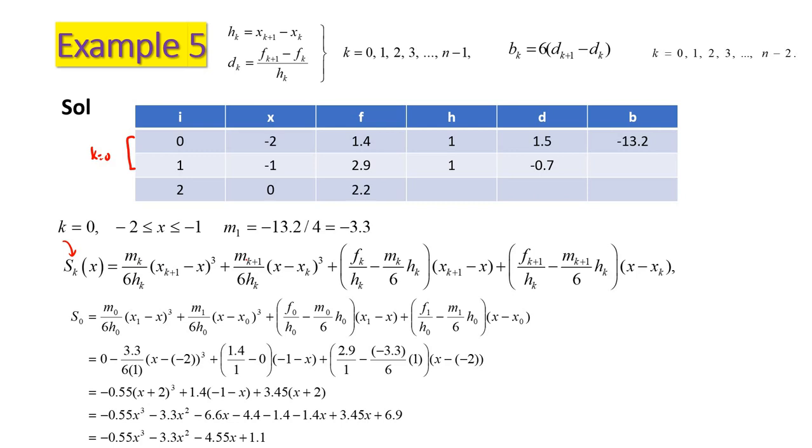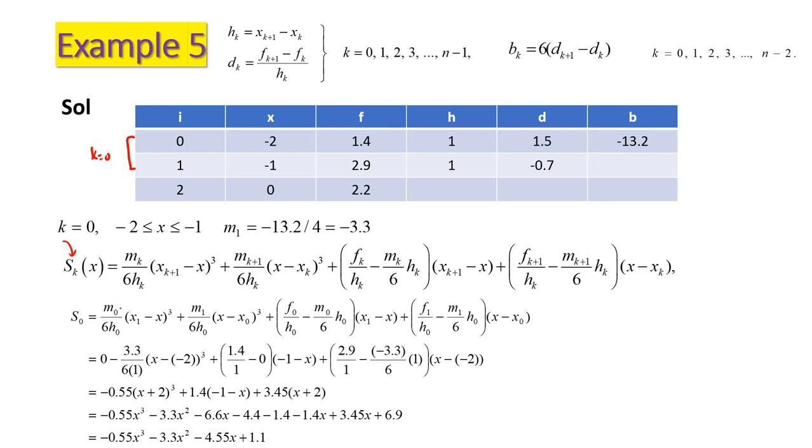So this is K equals 0. M1 divided by 6 H naught, times X minus X naught cubed. Okay, K equals 0. So F naught divided by H naught, minus M naught divided by 6 H naught, times X1 minus X. This will be F1 divided by H naught minus M1 divided by 6 H naught, times X minus X naught.